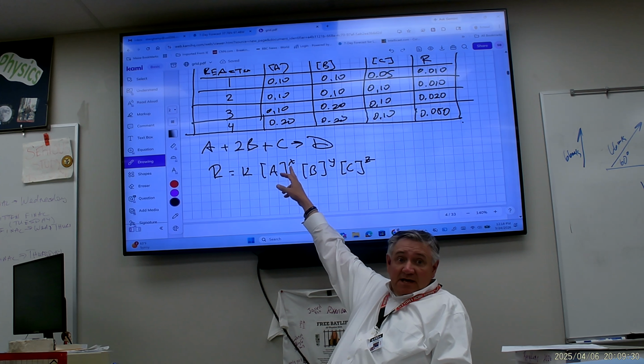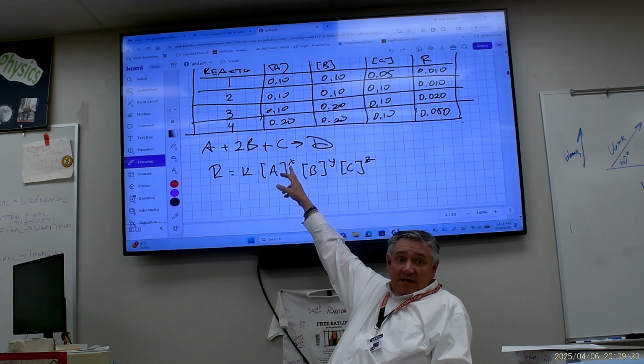A lot of times what you're talking about is the overall order of the reaction. The overall order of the reaction is the sum of all of the exponents. So if this was 1 and that was 1 and that was 2, you would add them all up and you go, oh, the overall order of the reaction is 4.